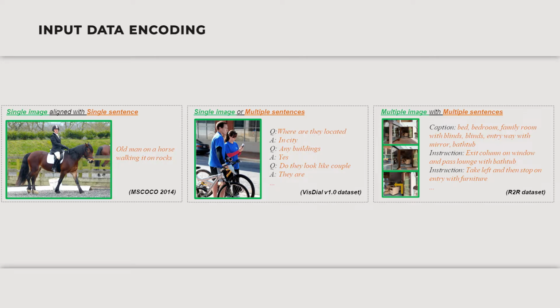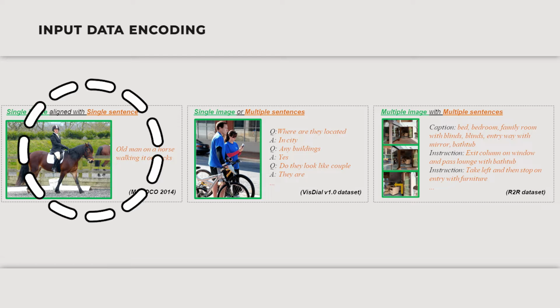For the VRAW input data, most VLPM adopts a single sentence as the raw language input, which aligns with a single image as the raw visual input. The first example here shows a pairwise text-image data that are semantically aligned, which is commonly used for VLPM pre-training. Some specialized VLPM apply multiple sentences as raw language input for tasks such as visual dialogue and multimodal translation.